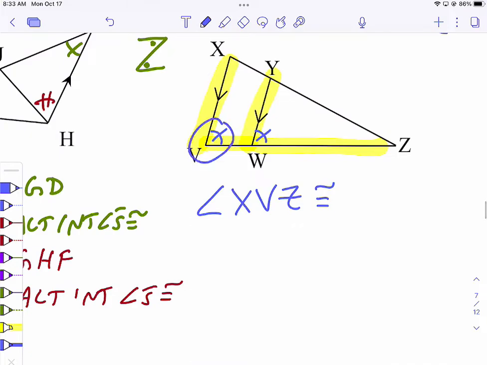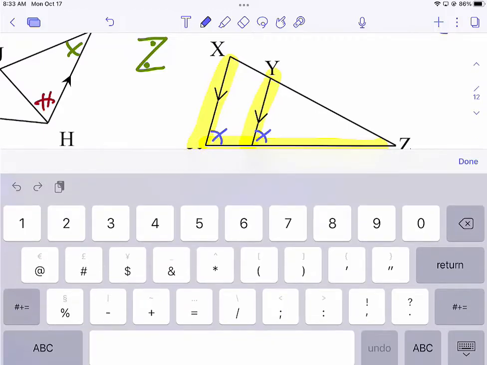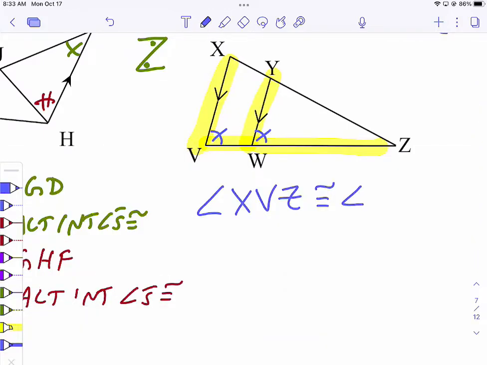I call this angle V because there's only one angle here. But for angle W, I could be talking about this angle, or I could be talking about this angle. So when in doubt, use 3 letters. For angle W, you have to use 3 letters: Y, W, Z, or Z, W, Y. You have to talk about those 2 angles.